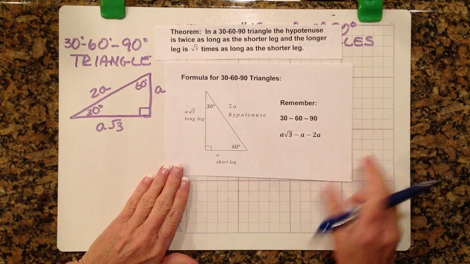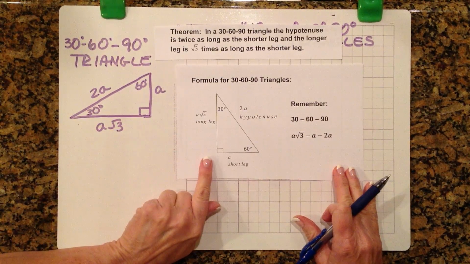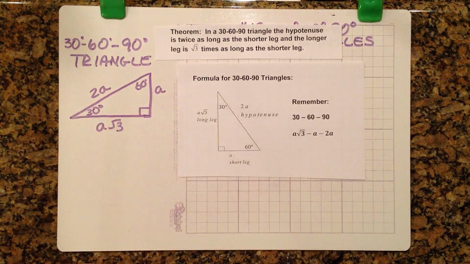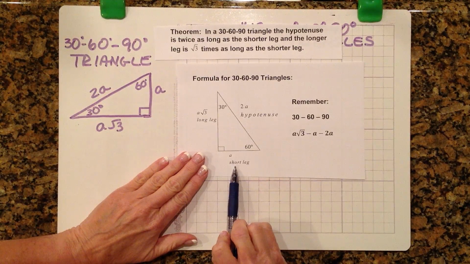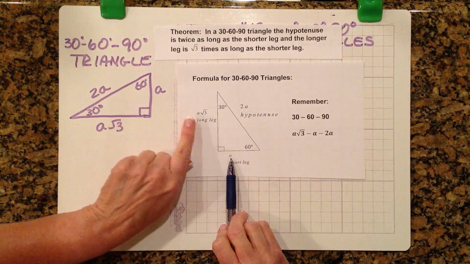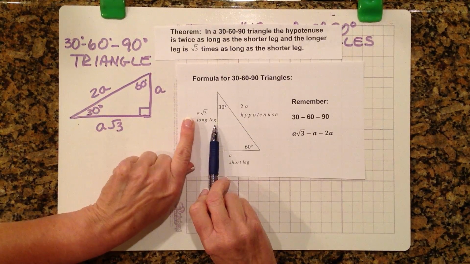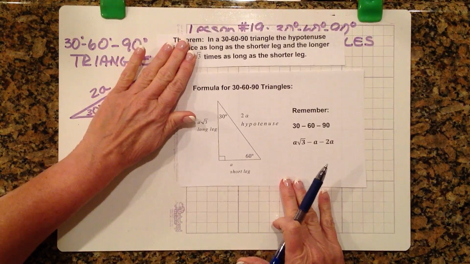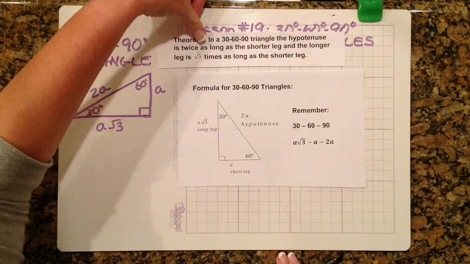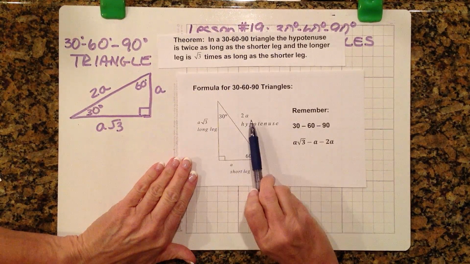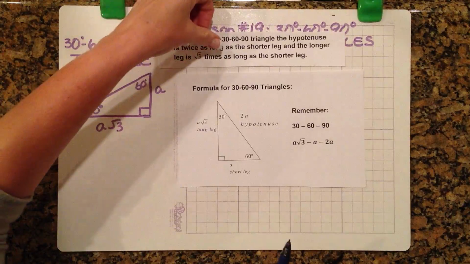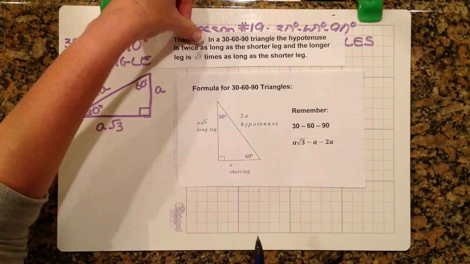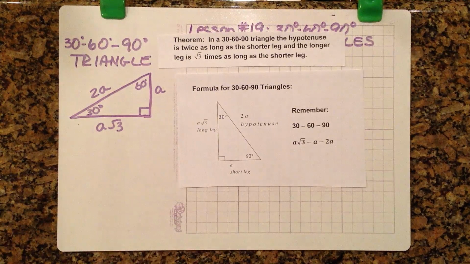Formulas. Let's set this up. And I have it written over here, and I have it written over here too. This triangle's just on its side, and this one's upright. We use A is short leg. A square root of 3 is the formula for your long leg, and then 2A is the hypotenuse. Because let's look right here. The hypotenuse is twice as long as the shorter leg. So if this is A, then that's 2A. And the longer leg is a square root of 3 times as long as a short leg. So it's square root of 3 times longer.